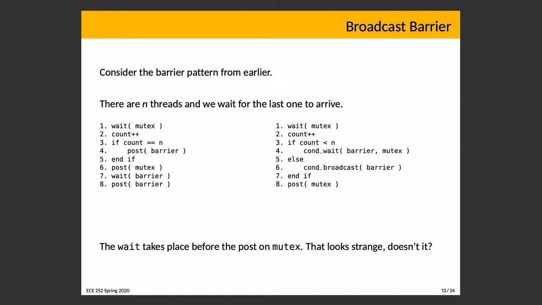So, thing about this is that's a lot of system calls. That is a lot of work in which we are saying, okay, operating system, I need you to do this for me. Consider the condition variable version on the right. So you wait on the mutex, increment count. If count is less than n, we're not ready yet, so we wait on the barrier, and we release the mutex. So now barrier is a condition variable as opposed to a semaphore. Then otherwise, if we are in fact the last thread, then we broadcast on the barrier, post on mutex, and continue on our merry way. Okay.